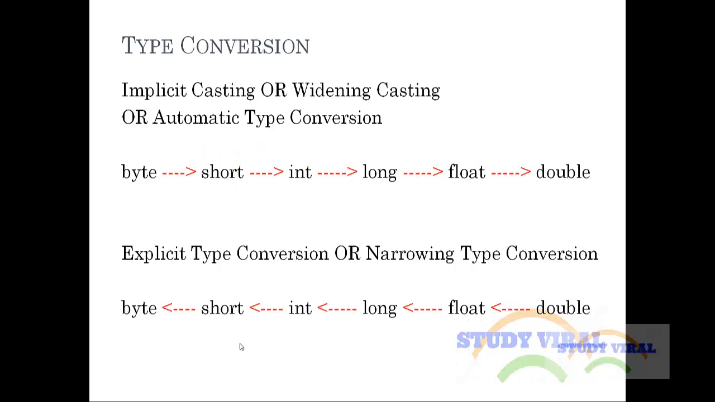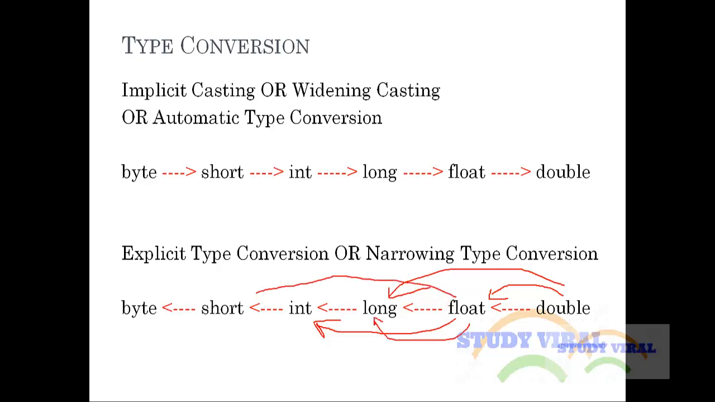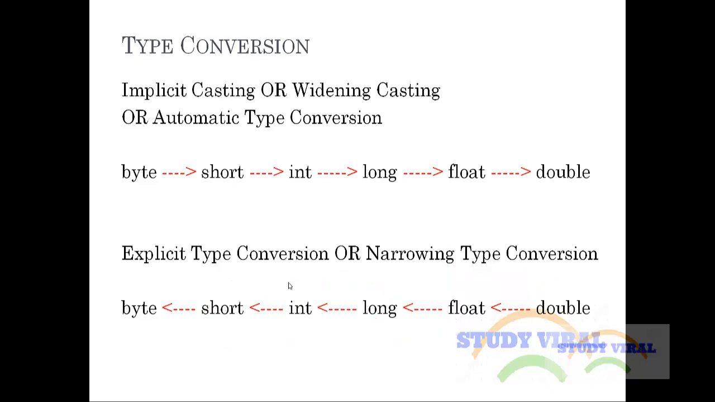On the other hand, explicit type conversion or narrowing type conversion is where we have to convert a higher data type variable to a lower data type variable, like double or long or float to int, float to long, float to short or byte. It can be any type of conversion, but this type of conversion is not done by the JVM. If you try that, the JVM will give you an error message. But it can be done programmatically by forcefully converting a higher data type variable to a lower data type variable.